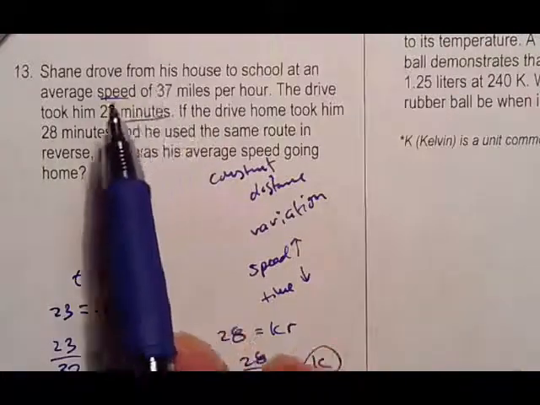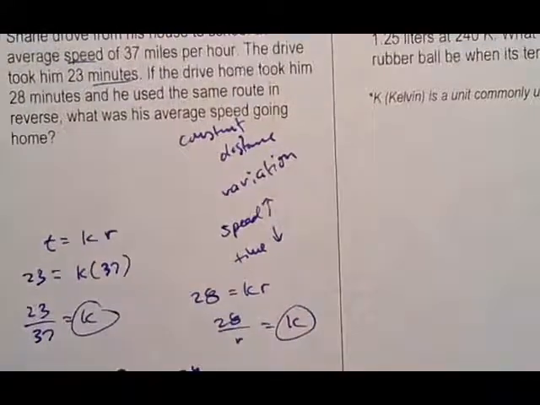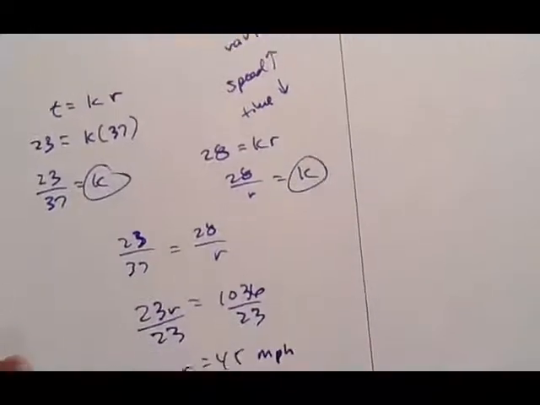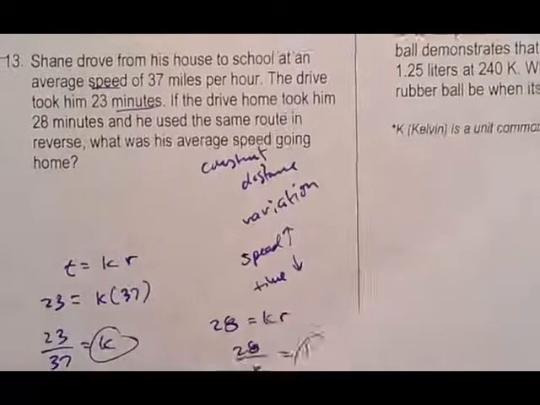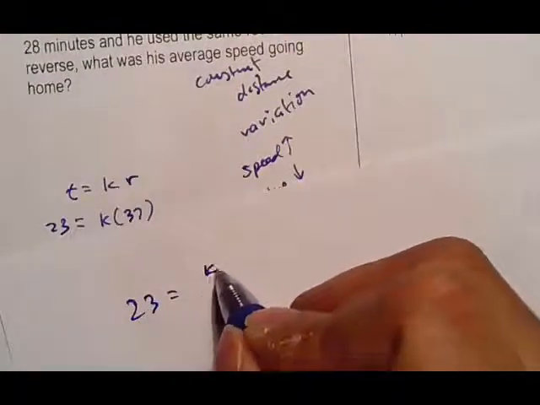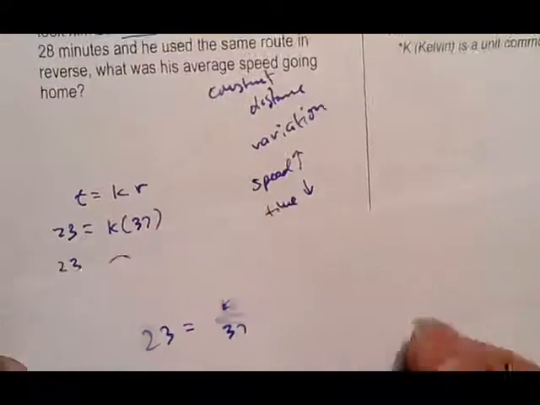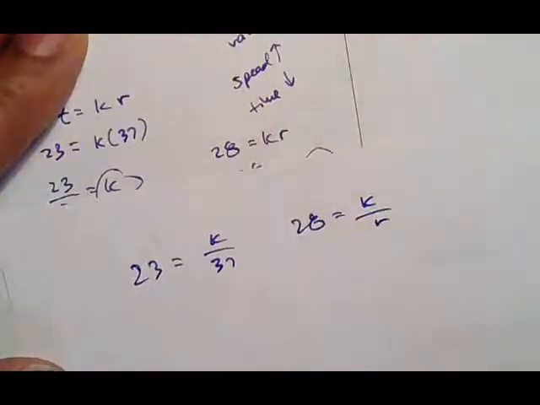If we went faster, we should go down with this, which means, oh, I know what I did wrong. I'm an idiot. Sorry. Hope you didn't follow me too deeply on that. I did a direct variation. But this is why you want to make sure you look at your answer and make sure it makes sense. There is no way going 45 miles per hour is going to add to your time. So we should have actually done 23 equals k over 37. We should have actually done 28 equals k over r.